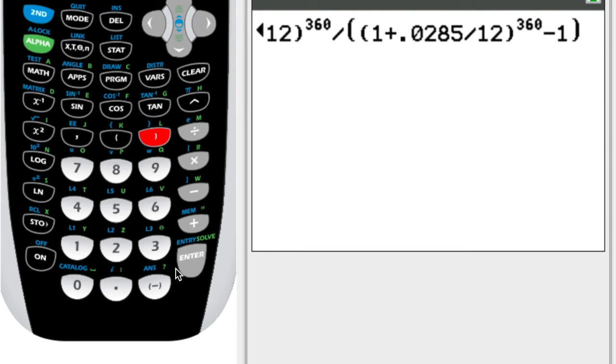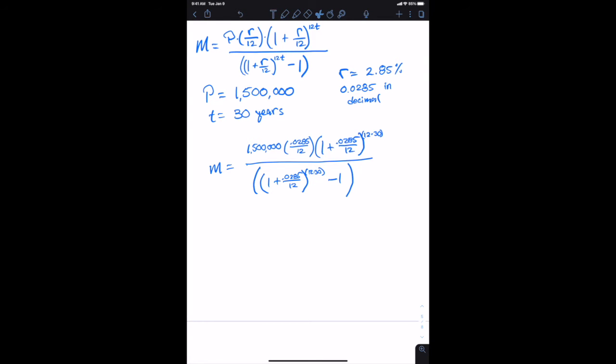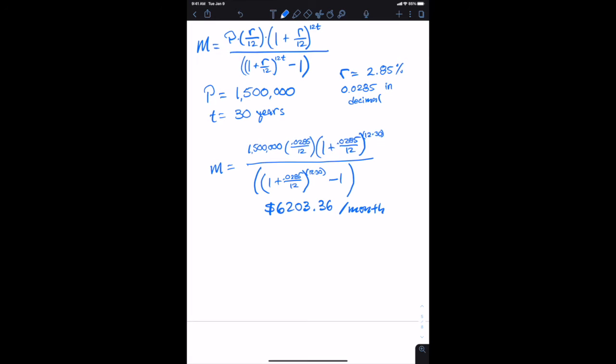And so now I've finished with the denominator, and if I hit enter, I should have the right answer, which is $6,203.36 for the monthly payment on a loan of $1.5 million for 30 years. So we just calculated that the monthly payment is going to be $6,203.36 per month. And that was done pretty easily on the TI-84 calculator.